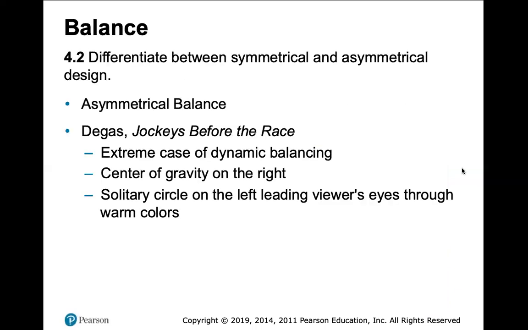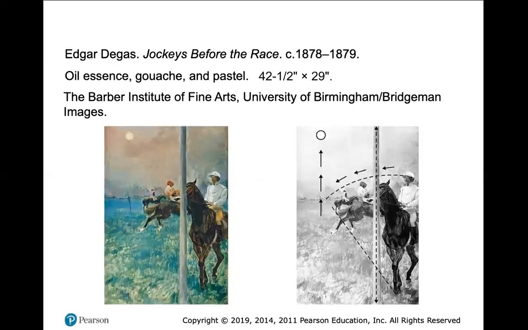Another painting that has asymmetrical balance, but actually has an extreme case of dynamic balancing, where the center of gravity is on the right, is Jockeys Before the Race. And so here we can see that we have this large form of the horse and rider on the right, but then our eye is led over here and then upward toward the sun.